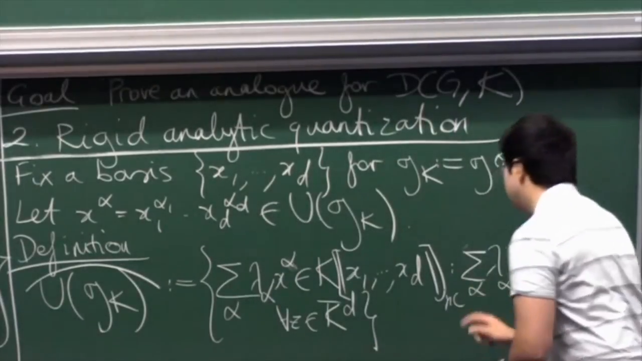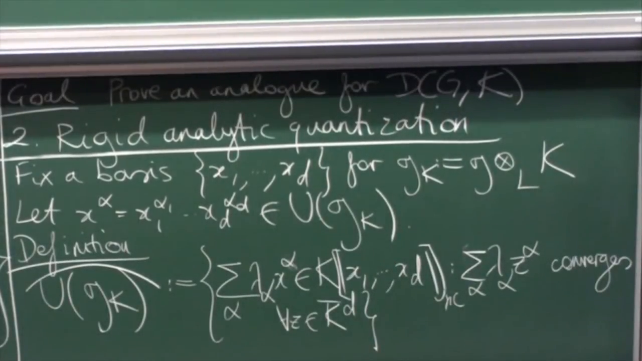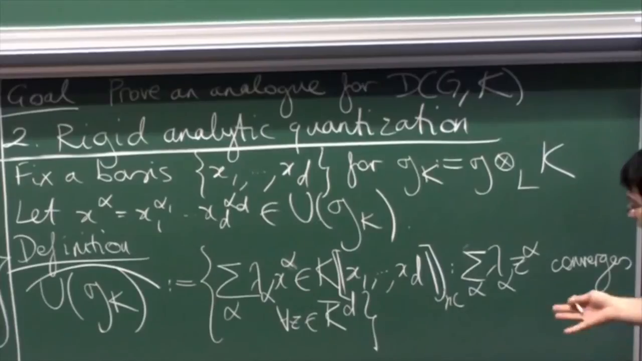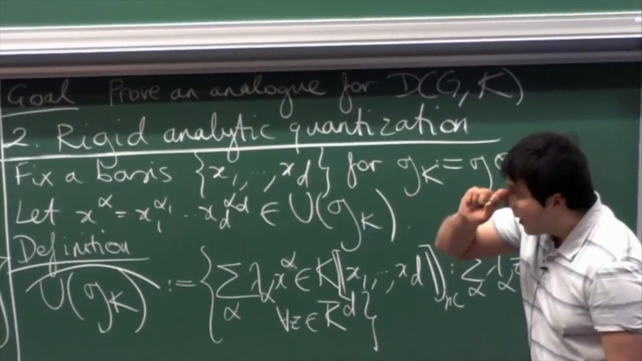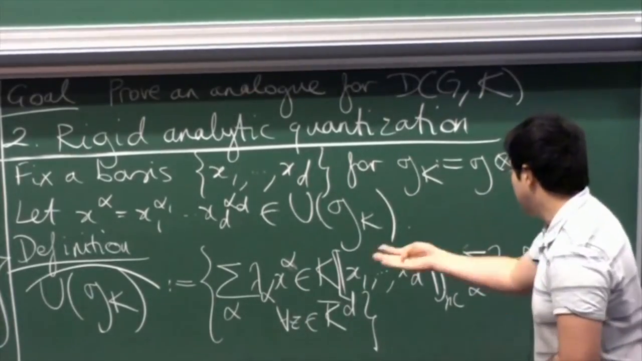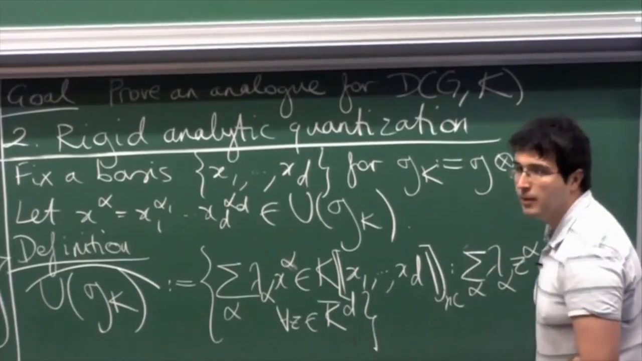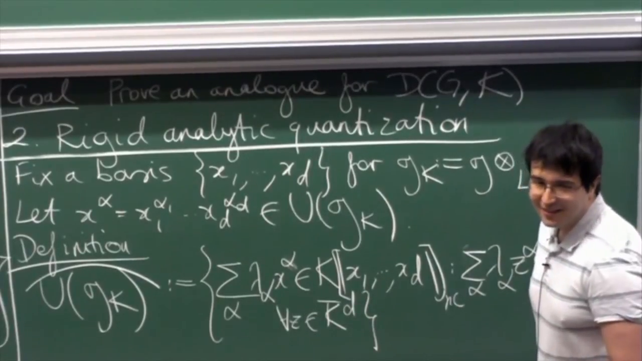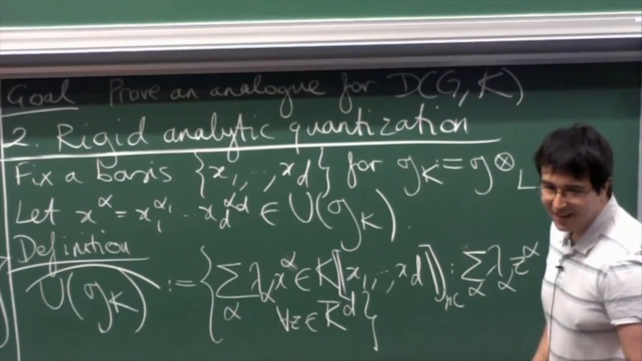So this definition seems to be dependent on the choice of basis I've chosen. It doesn't; you can check quite easily. It doesn't depend on the choice of basis. It's an intrinsic ring extension of the enveloping algebra. It can be defined in this algebraic way with no mention of completions or topologies.